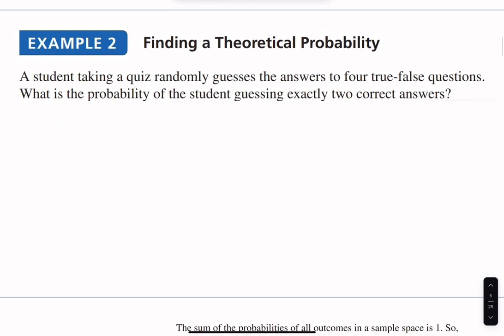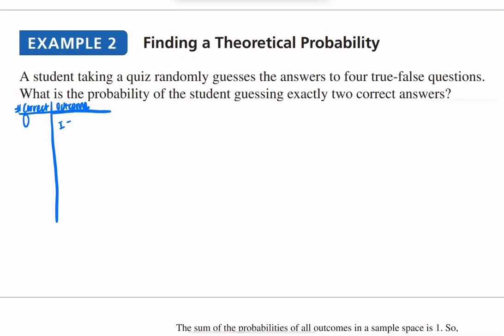So example 2. A student taking a quiz randomly guesses the answers to 4 true or false questions. What is the probability of the student guessing exactly 2 correct answers? So the way we're going to do this is we are going to find our sample space, all the different outcomes that are possible. So we could possibly get 0 correct, which we'll make a table for this one. So if we get 0 correct, that's our easy one.